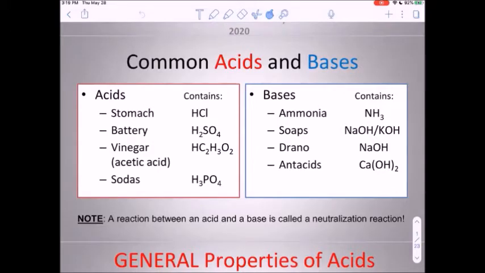Some of the common things that we know to be acidic are your stomach, batteries, battery acid, vinegar, and sodas. Some of the things we know to be basic are ammonia, soaps, things like Drano, and an antacid, which you use if your stomach is overly acidic. It'll calm your stomach down. And typically speaking, when we have a reaction between an acid and a base, we call this a neutralization reaction.